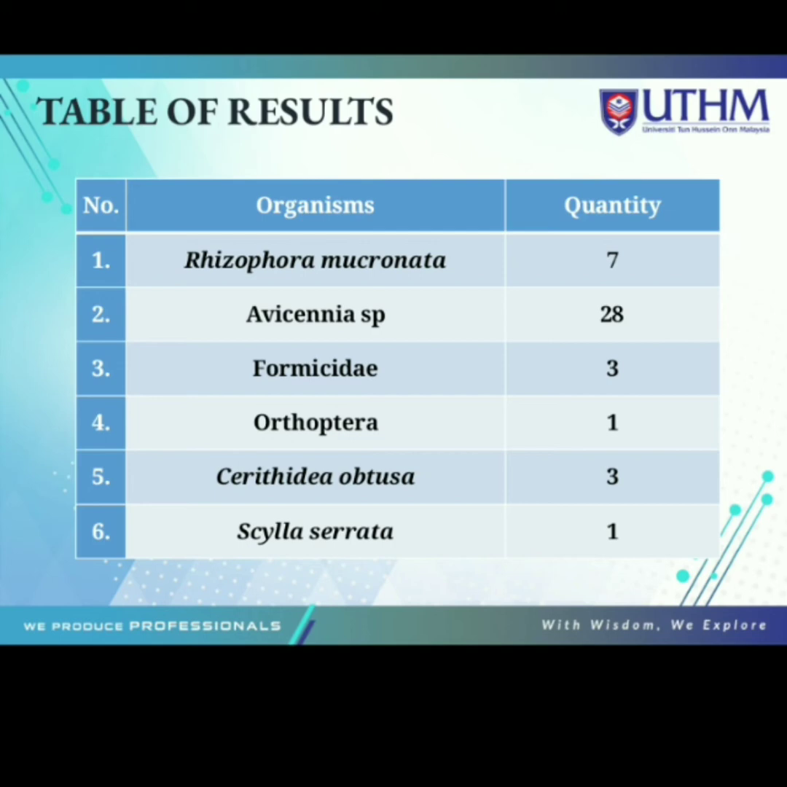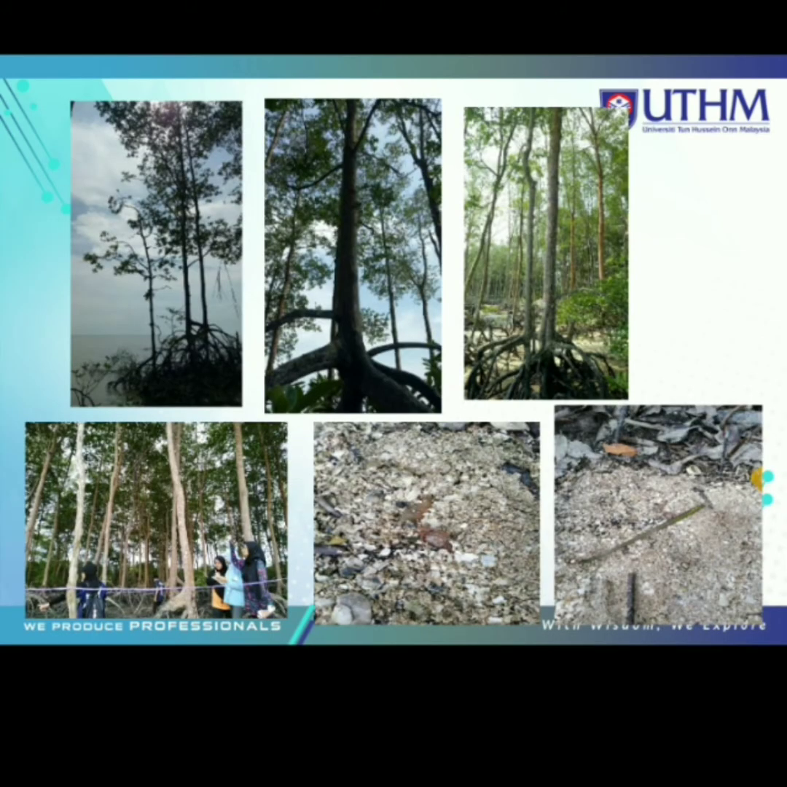Then we found 3 individuals of Formicidae, also known as ants, and 1 individual of Orthoptera, also known as a grasshopper. Then we found 3 individuals of Cerithidea obtusa, which is a sea snail, also known as a marine gastropod mollusk in the family Potamididae. Then we also found one individual of Scylla serrata, also known as a mud crab or mangrove crab.